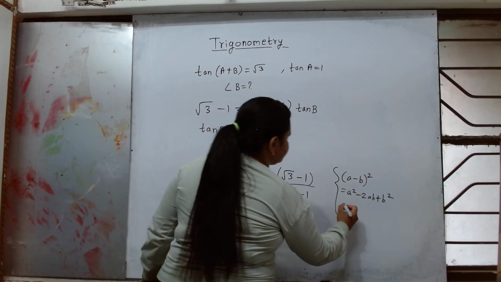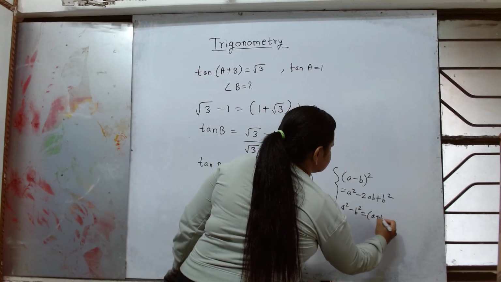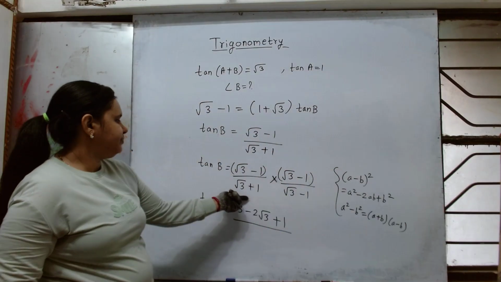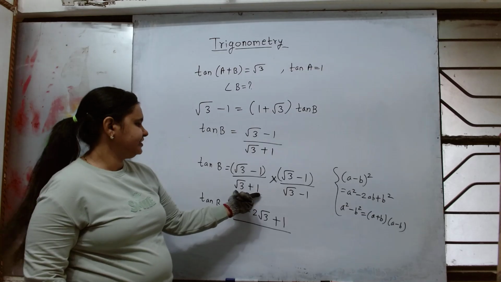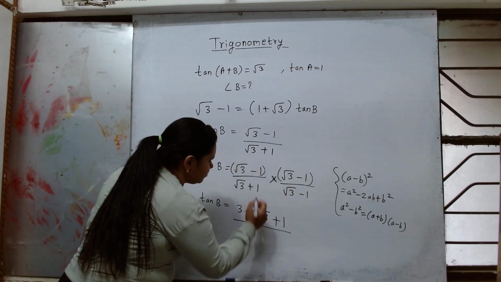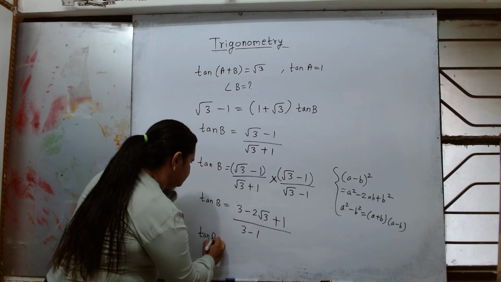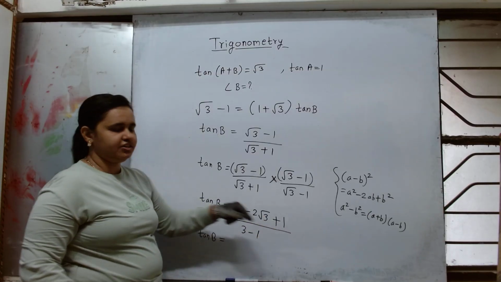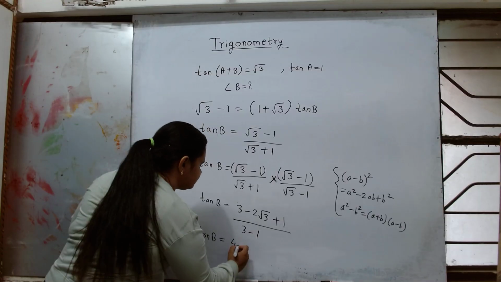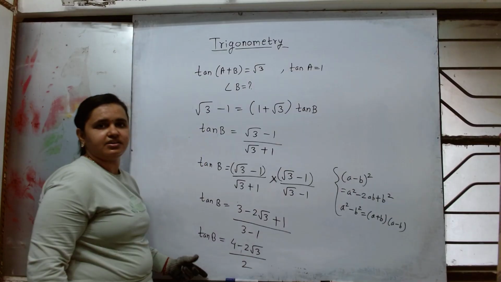Now in the denominator it is a plus b, a minus b, which is the formula of a square minus b square. So a square is 3 minus b square is 1, then tan b will be equals to 3 minus 1, which is 2, and the numerator is 4 minus 2 root 3 upon 2. Okay, understood up to this?